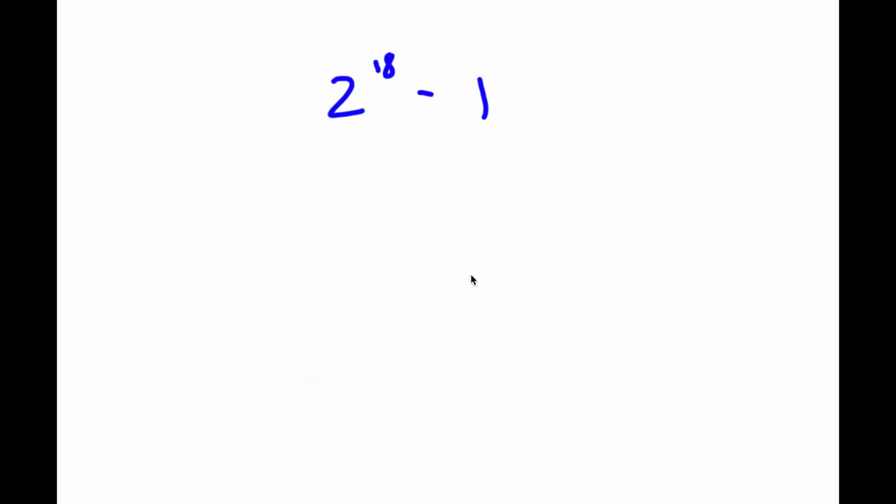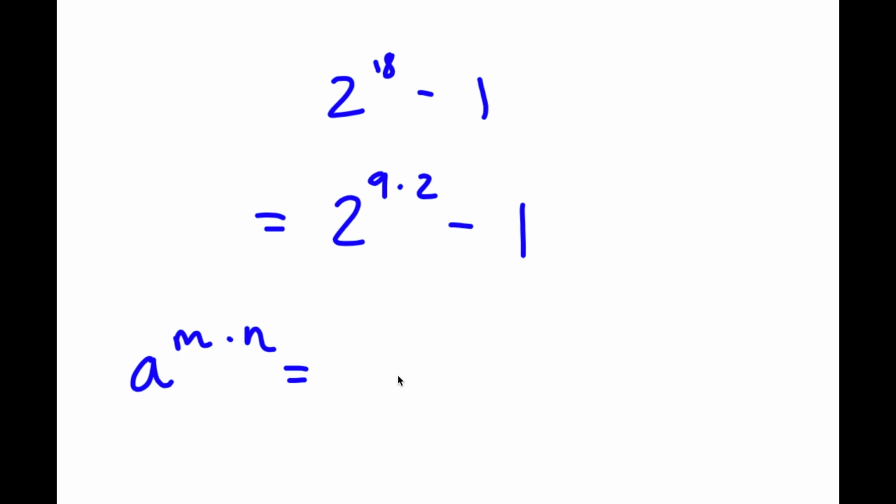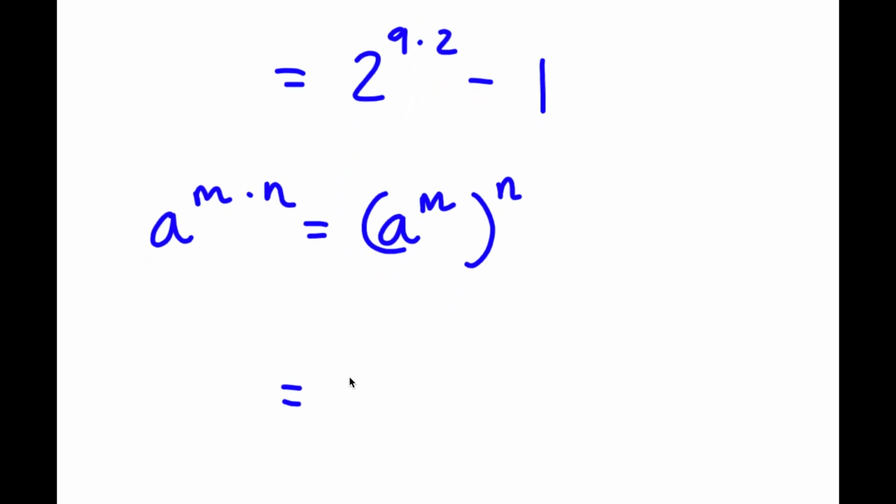Alright, so in this problem, I have 2 to the power of 18 minus 1. So to start, 2 to the power of 18, well, 18 here is the same thing as 9 times 2. So I have 2 to the power of 9 times 2 minus 1. Now, if I have something in the form a to the power of m times n, this is the same thing as a to the power of m to the power of n. So 2 to the power of 9 times 2, that's going to equal 2 to the power of 9 to the power of 2. Now I have that minus 1.